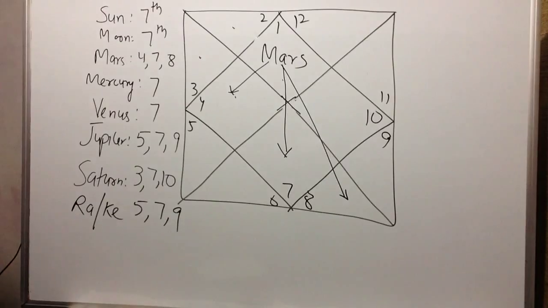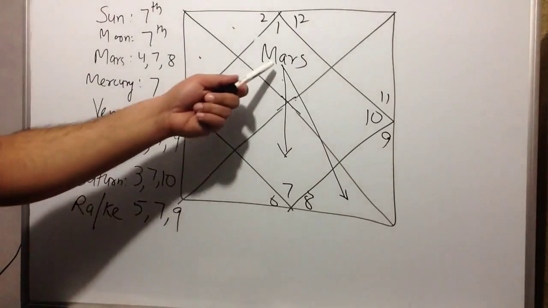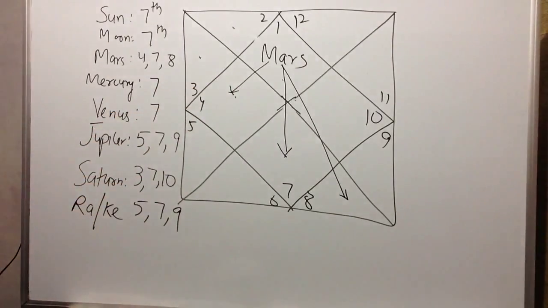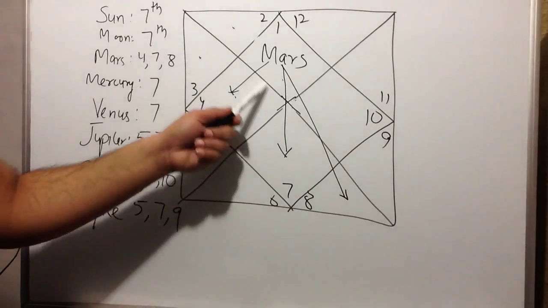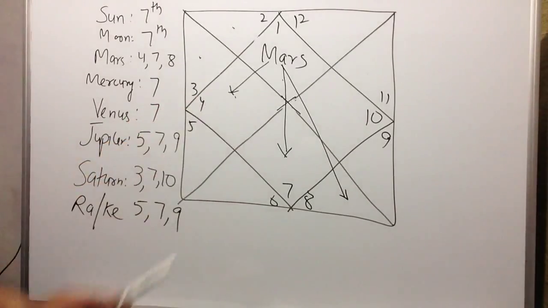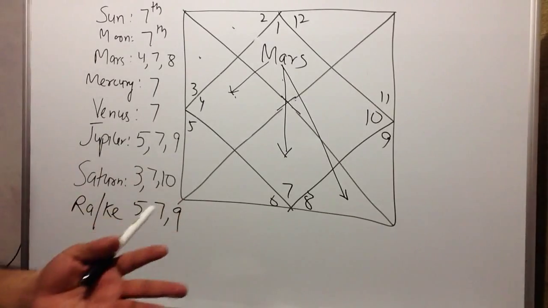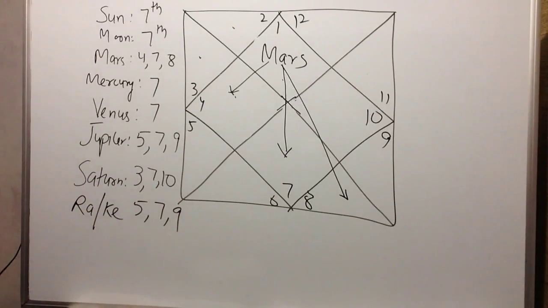That's what we call aspects of the planets. So when Mars looks into these houses, it changes the behavior of the houses on which Mars is aspecting. The behavior, the qualities of those houses are changed when Mars aspects them. So it gives a totally different picture of the chart. Okay, so this was the example of Mars.